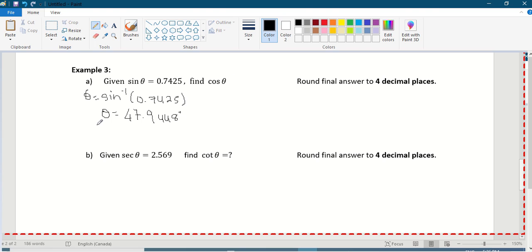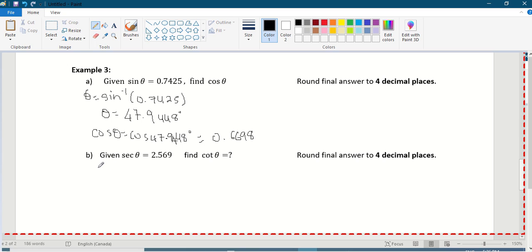So the next step then, we will say cos theta equals, because we know theta is 47.9448, we'll punch that in the calculator. We will say cos, so this is 448. There is one more 4 here. Okay. So we will say cos of 47.9448. So the answer we get is roughly 0.6698. That will be the answer rounded to 4 decimal places.